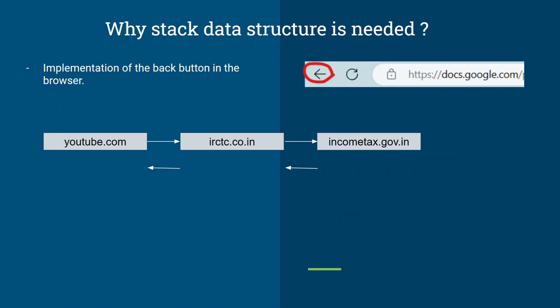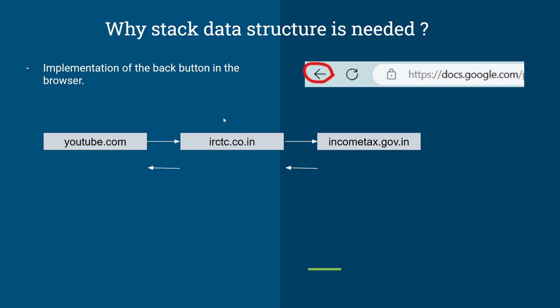One such example is the back feature in any browser. In any browser we can first go to youtube.com, then on the same browser tab we can go to IRCTC to book our tickets, and then after booking our tickets we can go to the income tax website. Now let's say I need to go to the last website that I had opened in this tab. I can just click this back icon and visit the last website, right? Then again I can click on the back icon and go to youtube.com.